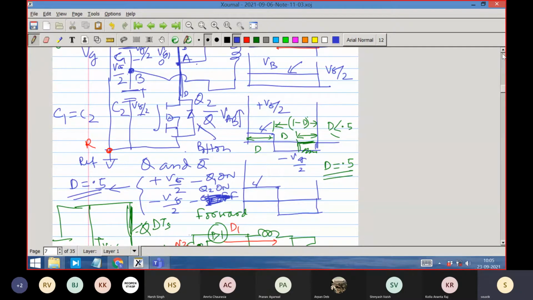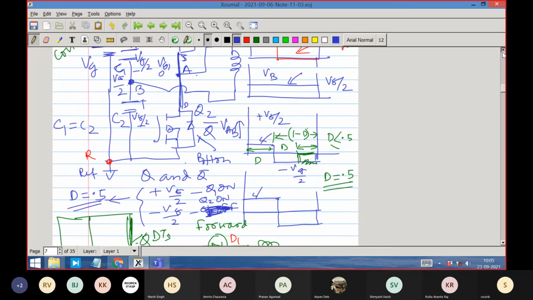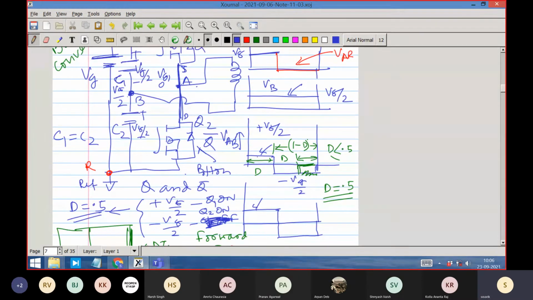I want it to happen at 0.1, 0.2, 0.3, 0.4, 0.5. I want it to happen at any duty ratio. So what then I must do? What then I must do is that I will not go with a constraint like Q1 and Q2 are complementary. Rather, I will say like this.